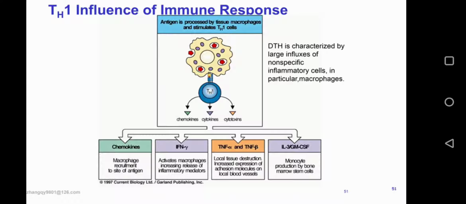And the macrophage can stimulate the Th cell to release different types of cytokine. This is an inflammatory cytokine, right? And when the macrophage releases this cytokine, it can mediate different clinical effects. You should keep in mind that DTH type 4 hypersensitivity is tissue damage. So when you test the tissue, you can see a large influx of non-specific inflammatory cells, including macrophage and T cell.